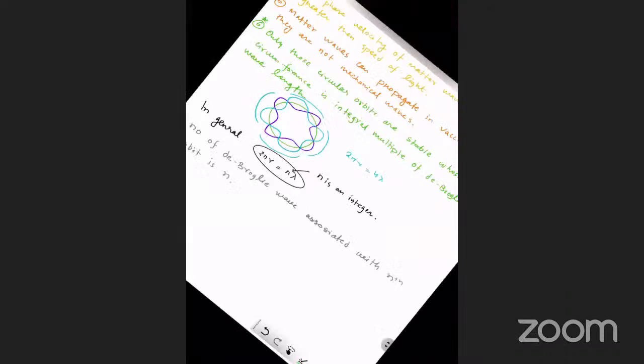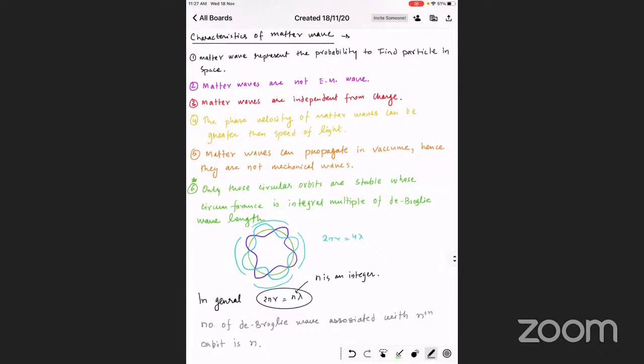So any doubt in the characteristics of matter waves? याद हो जाएगा विनायक? इजीली याद हो जाएगा बेटा? मुस्कान याद कर लोगी? श्रद्धा? Yes, sir. Shraddha, are you there? Yes. Shreya? Okay. Very good, very good. Aryan? Anvit? Yes, sir.